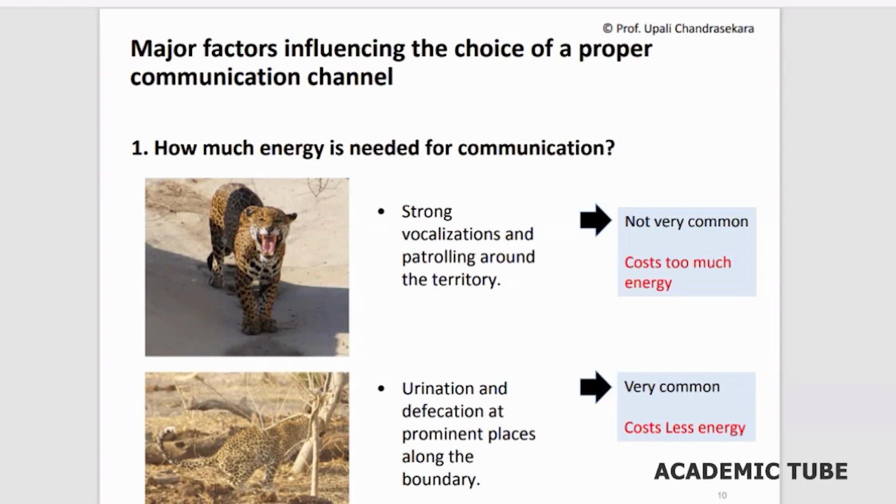See, now there are 4 factors to be considered when selecting a proper communication channel for communication. The first one is how much energy is needed for communication.